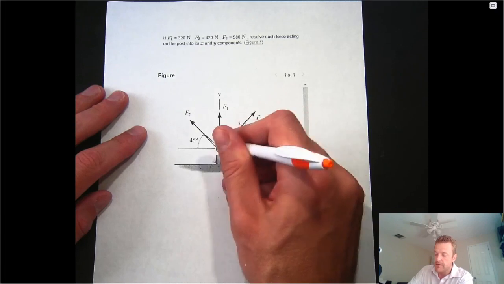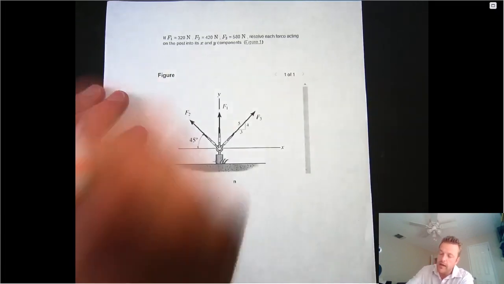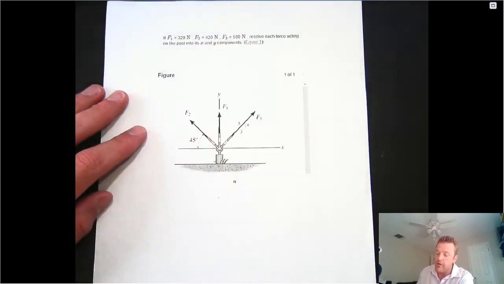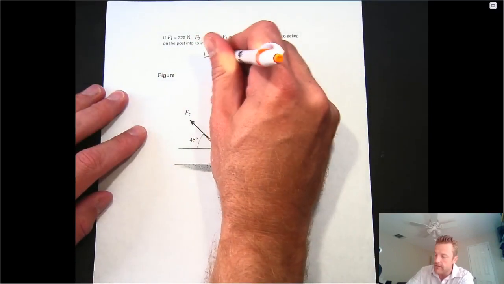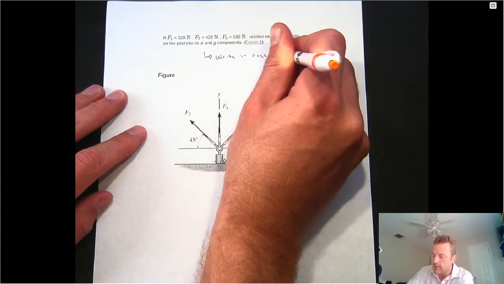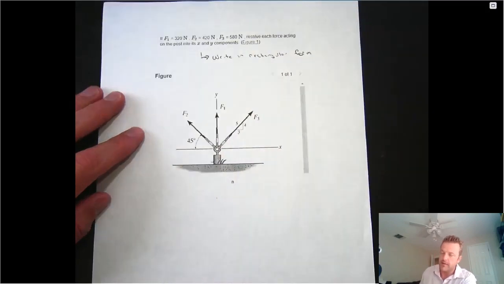F3 pulls partially to the right and partially up, and we have F1 and F2 that you can see as well. And we were told the magnitude of each of these forces. And we're asked to resolve each of them into their x and y components. Another way to say that is to write each in rectangular form. So just getting you familiar with the multiple terminologies that we'll be using throughout the course.